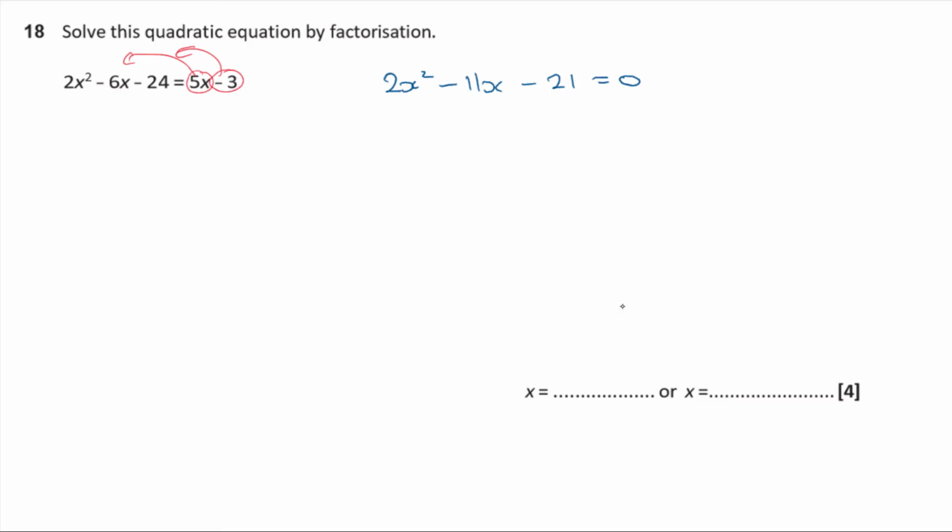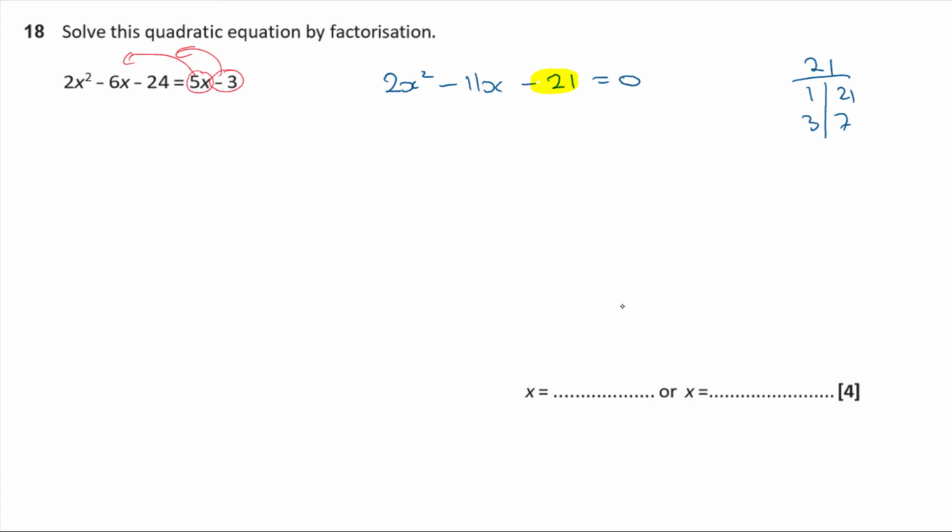Now, to factorize it, I start off looking at this number on the end, the minus 21, and think, well, what factor pairs does 21 have? 21 has factor pairs 1 and 21, or 2 no, 3 and 7, 4 no, 5 no, 6 no. That's all of them, isn't it? You've just got 2 choices there, 1 and 21 and 3 and 7. Okay?